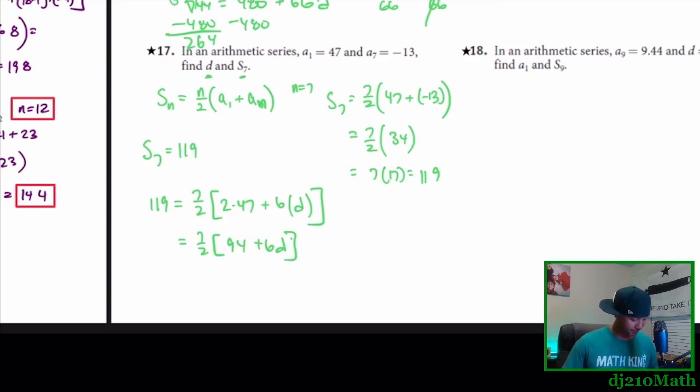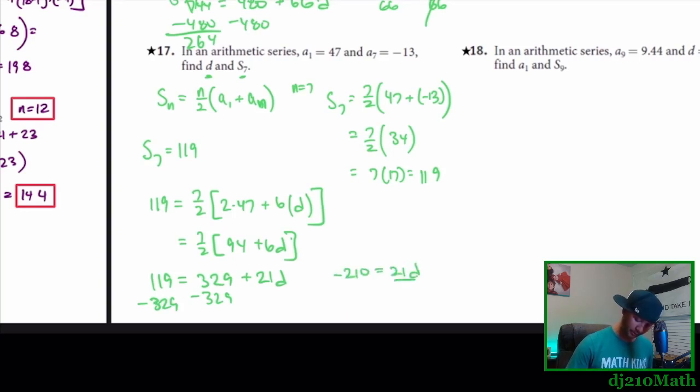Distributing that. All right, 94 divided by 2 times 7 is 329. 6 divided by 2 is 3 times 7 is 21d. And this is all equal to 119. Okay. 119 minus 329, so this is going to be negative 210 is equal to 21d.